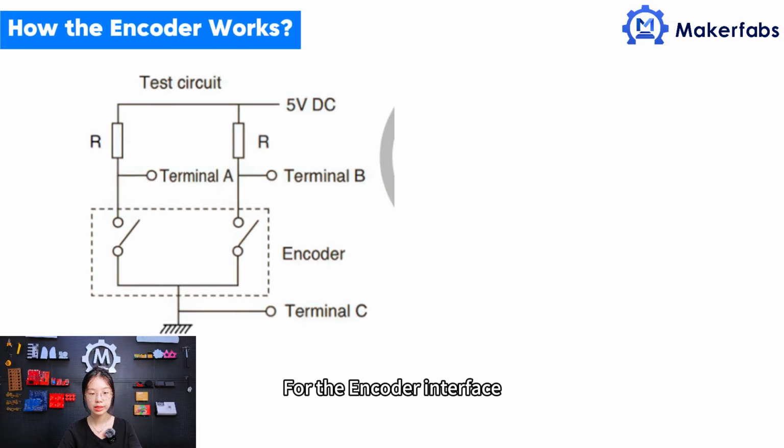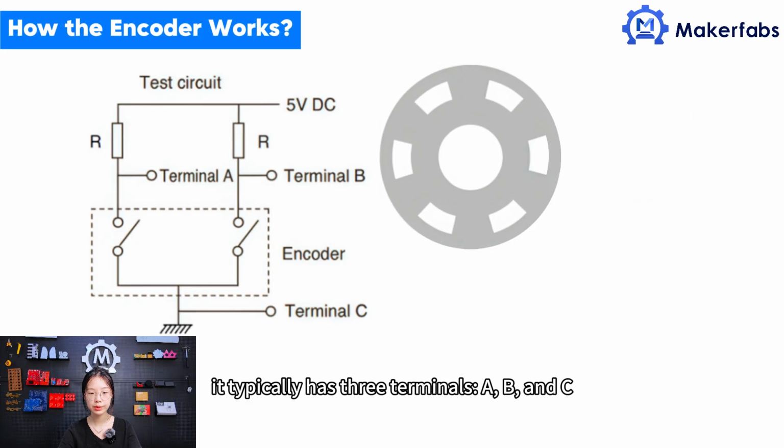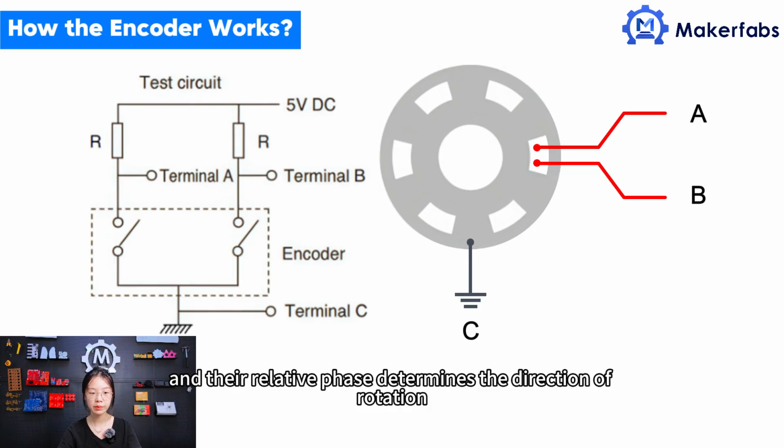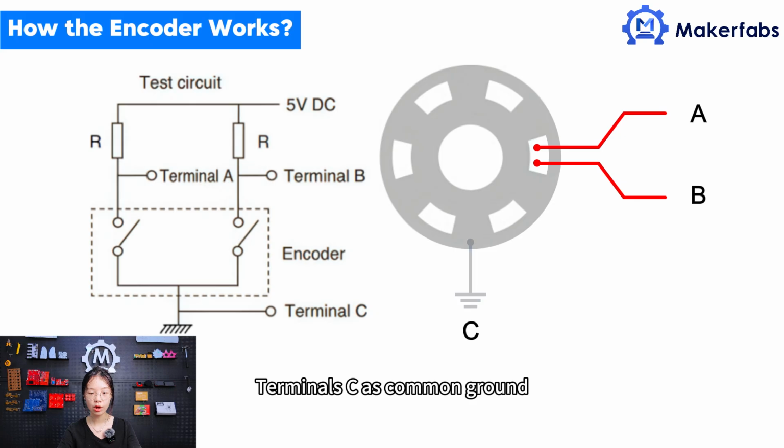For the encoder interface, it typically has three terminals: A, B, and C. Terminals A and B output digital pulses as the shaft rotates, and their relative phase determines the direction of rotation. Terminal C is common ground.